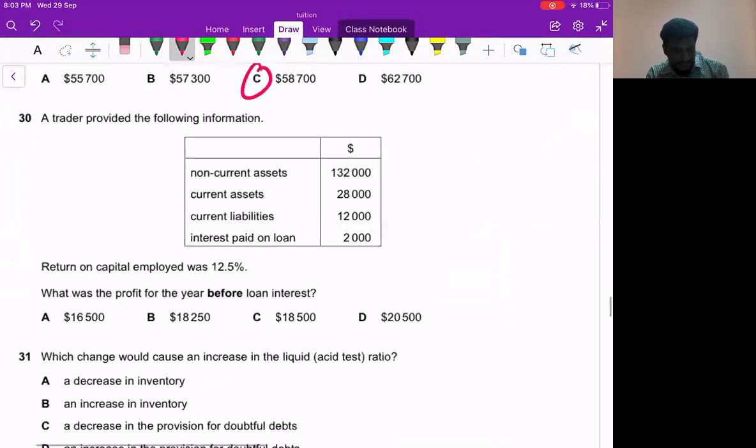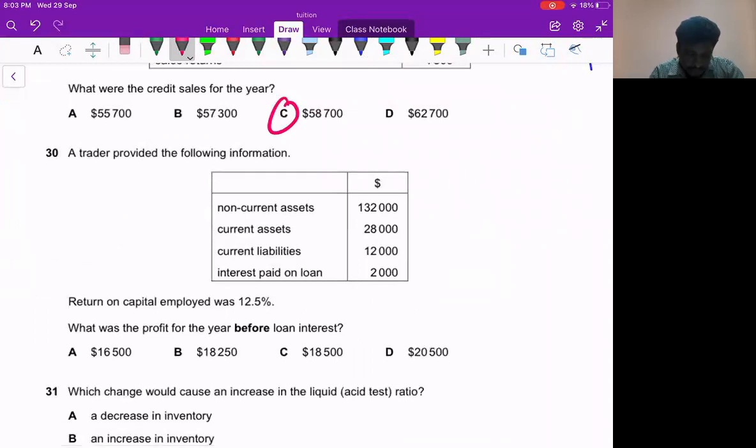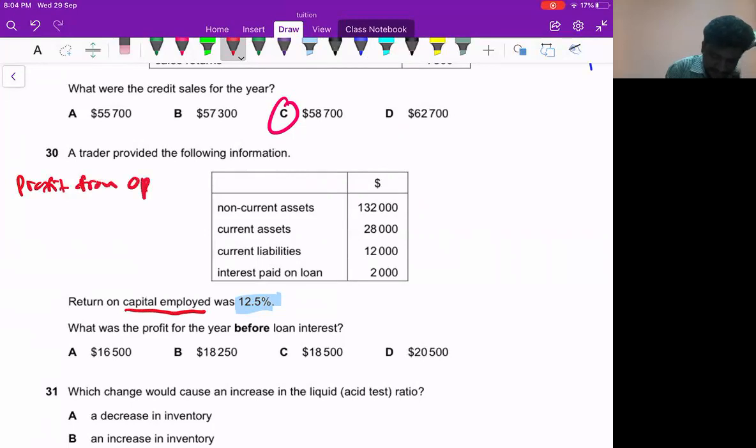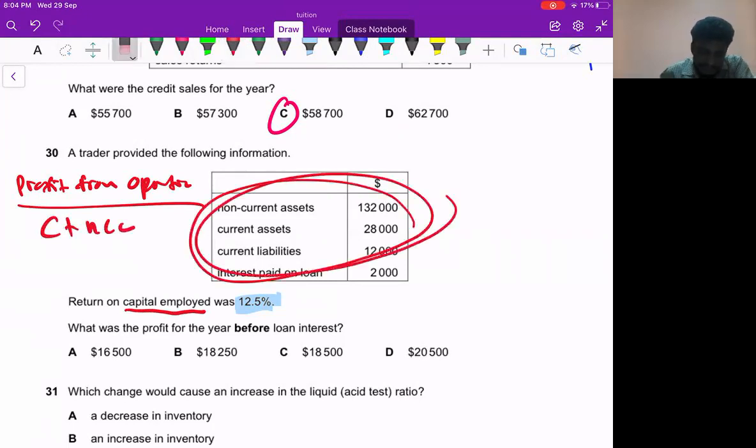Okay, question number 30. A trader following information, return on capital employed is this much. What is the profit before the loan interest? Okay, wait. What I can do here is, first I try to work on this formula. This formula is profit from operation over capital plus NCL. But here with this information, I cannot use capital plus NCL.